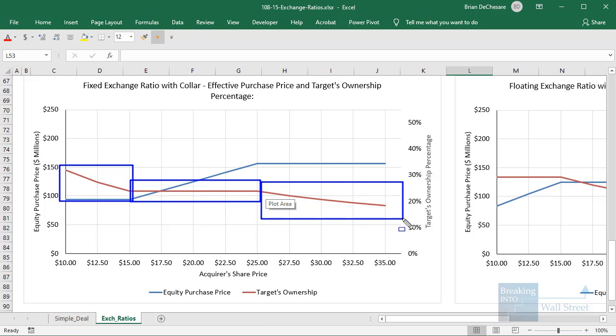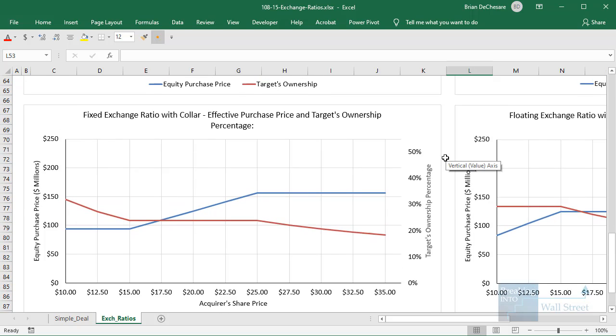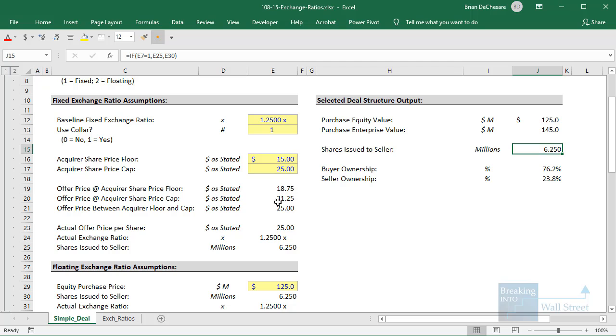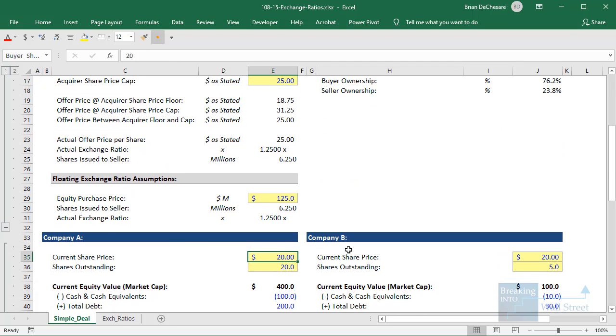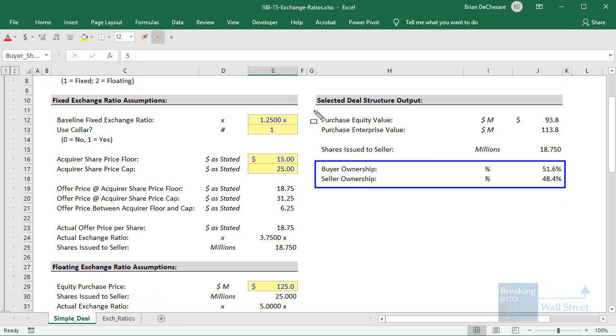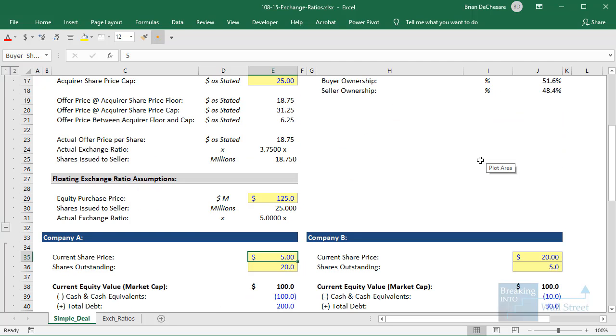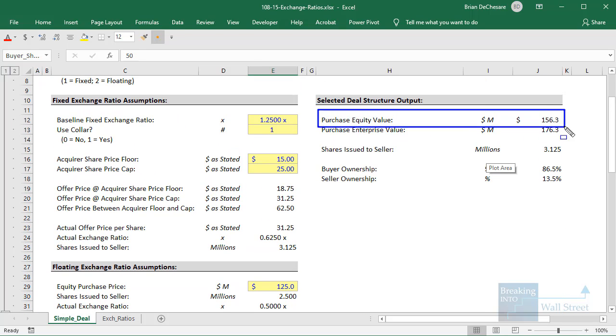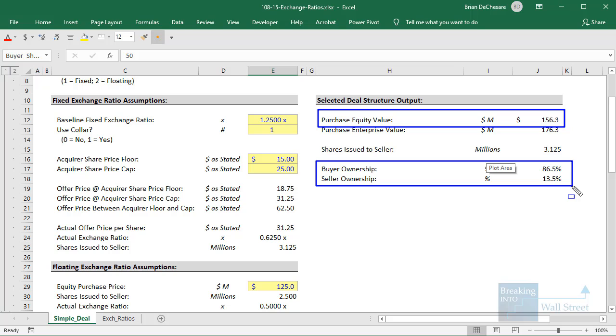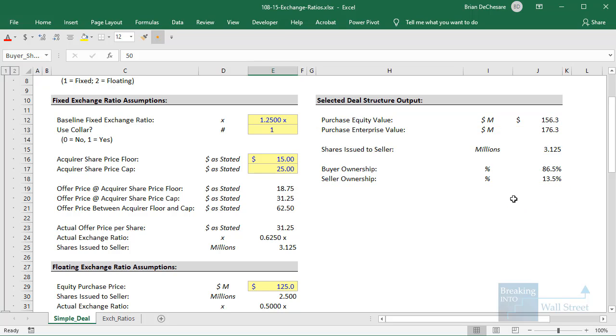And then as the acquirer's share price keeps increasing, the target's ownership keeps going down because the acquirer needs to issue fewer and fewer shares to complete this type of deal. So that's what a fixed exchange ratio with a collar looks like. You can also try playing around with the numbers here and seeing what happens. If we change the acquirer's share price to say 5, we get a big difference in the ownership, but the purchase equity value remains at that minimum 93.8 million. On the other hand, if the share price goes up to say $50 per share, we still have that maximum purchase equity value of 156.3 million, but the buyer ends up owning a whole lot more of the combined company because now they need to issue fewer shares to do this deal.